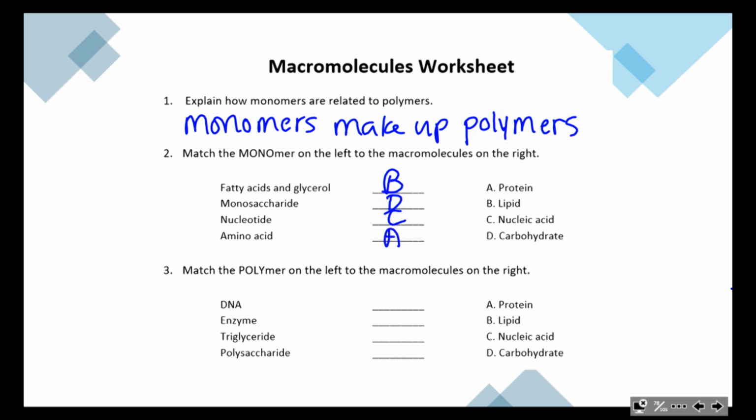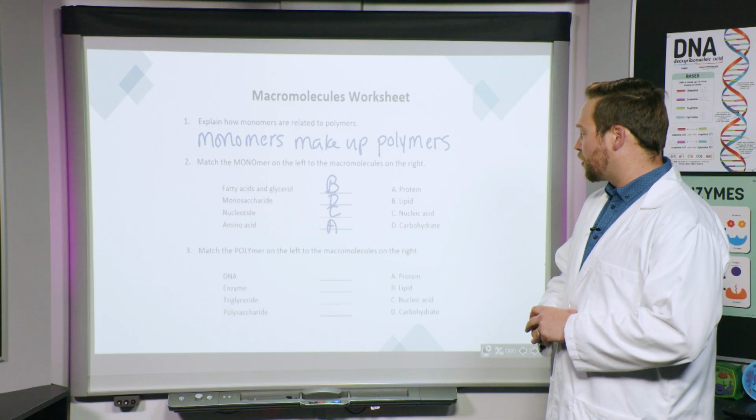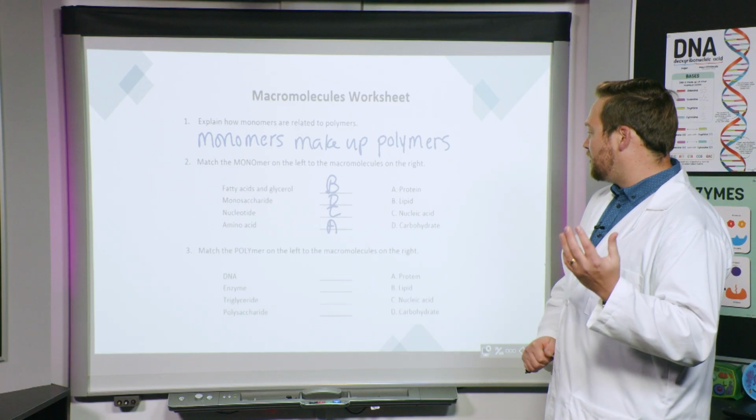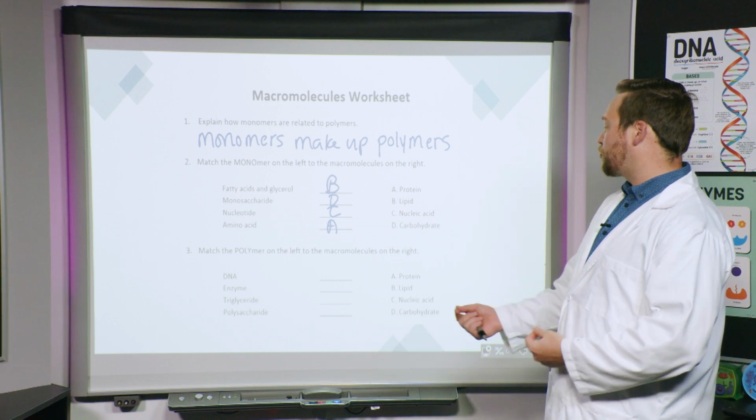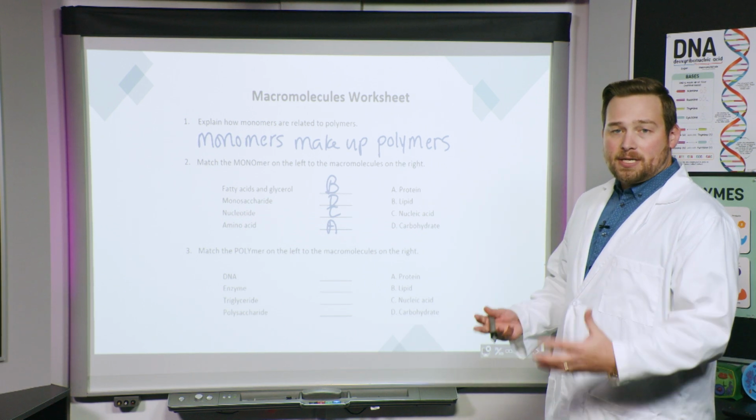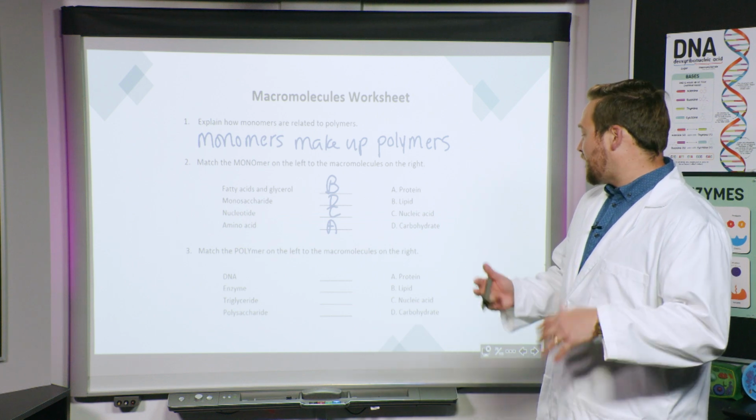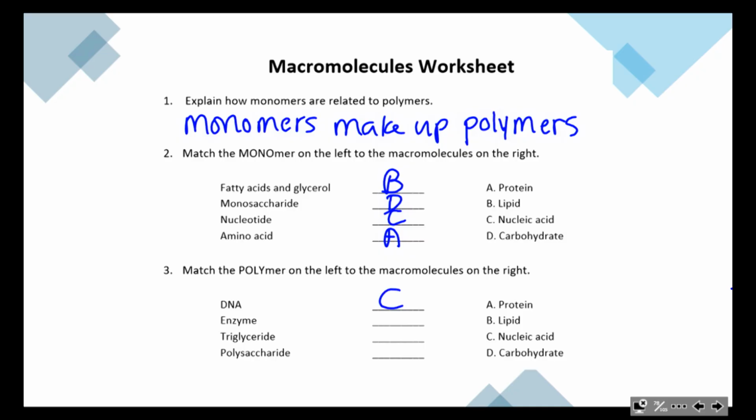Great job. All right, they might get a little trickier as we keep going though, so let's look at number 3. This says match the polymer on the left to the macromolecule on the right. So DNA is a type of what? DNA is a type of nucleic acid. We were just talking about that one. All right, how about this next one, enzymes? You're going to have to think back a couple of lessons for this one. Enzymes are a type of what? They are a type of protein. Great job. Okay, how about triglyceride? Triglyceride, what is that an example of? That is a lipid. So B for that one. And then lastly, polysaccharide.